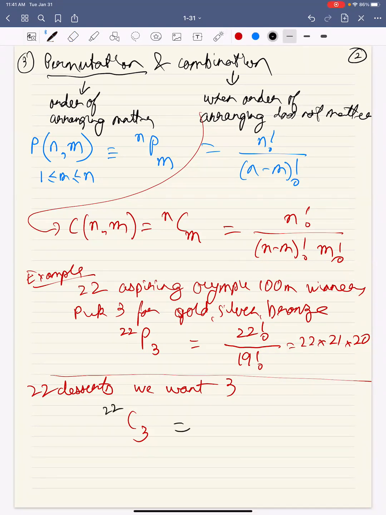Or another way to think about it is we were not giving gold, silver, bronze. We were just giving top 3. And we are not distinguishing who is gold, silver, and bronze, right? So that will lead to more arrangements or less arrangements? It will lead to less arrangements, right?